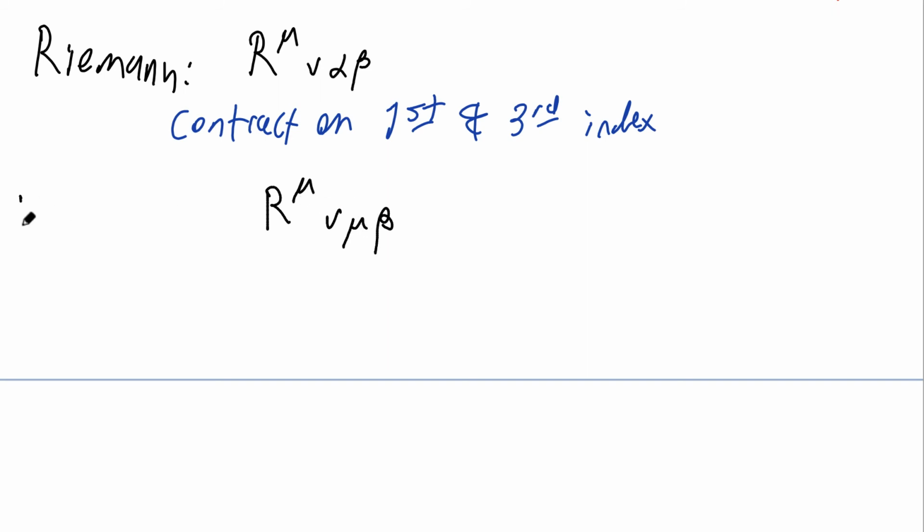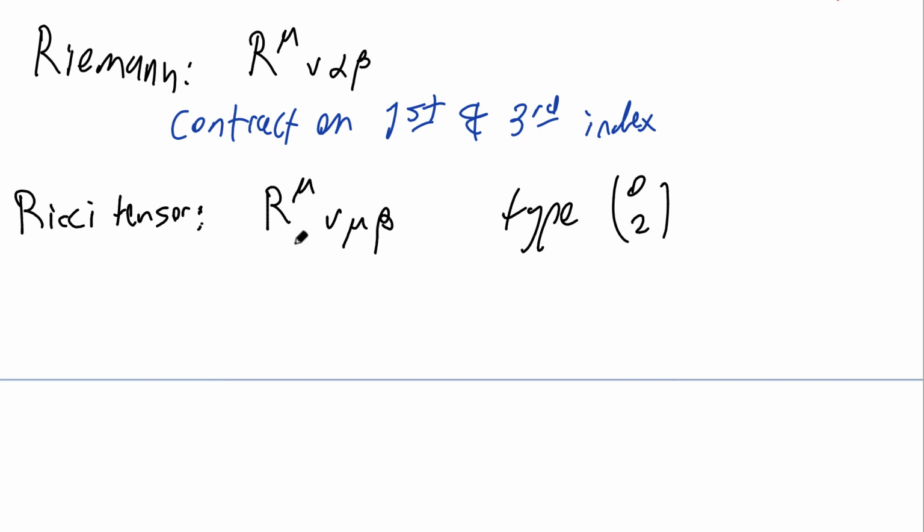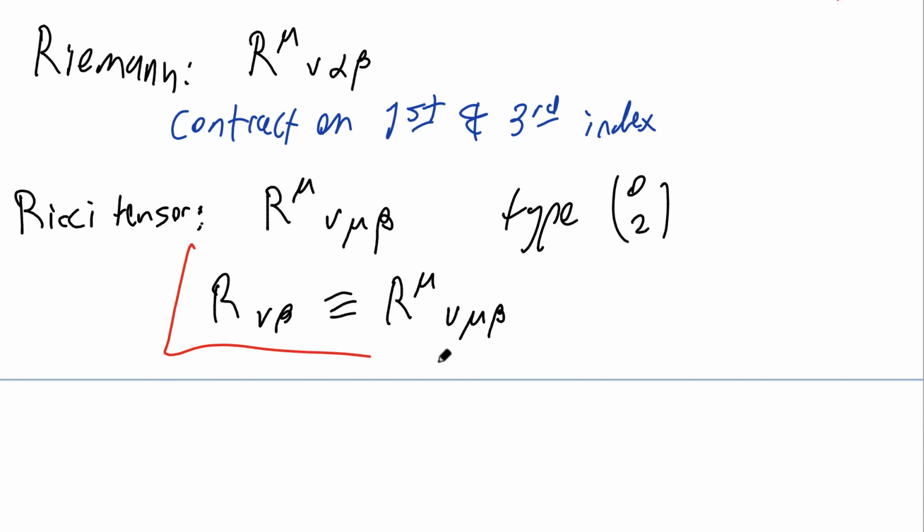So this is referred to as the Ricci tensor. And it's a type 0,2 tensor. And the symbol usually given for this type 0,2 tensor is just R nu beta. So R nu beta is just shorthand notation for R mu nu mu beta. And of course we can always distinguish between the Ricci tensor and the Riemann tensor because Ricci just has 2 indices, Riemann has 4. Now you might wonder, why are we contracting on the first and third index? Why not, for example, the first and second index?